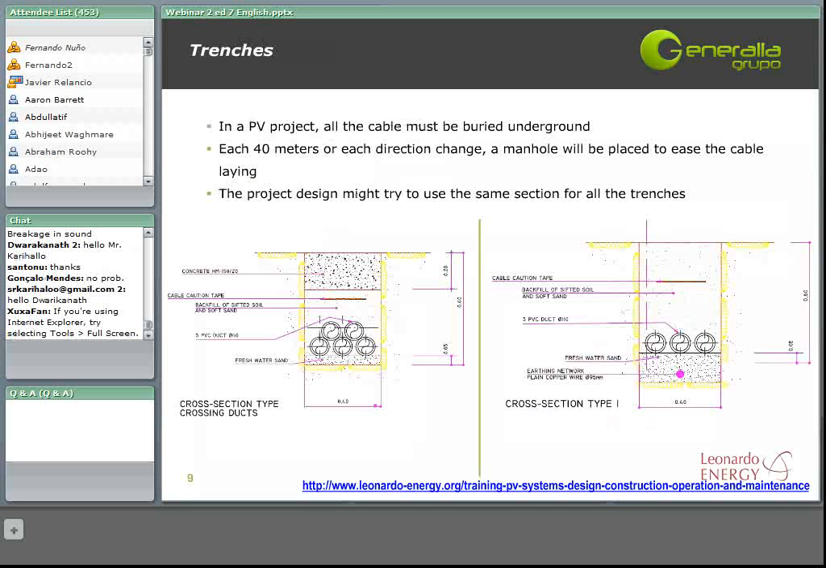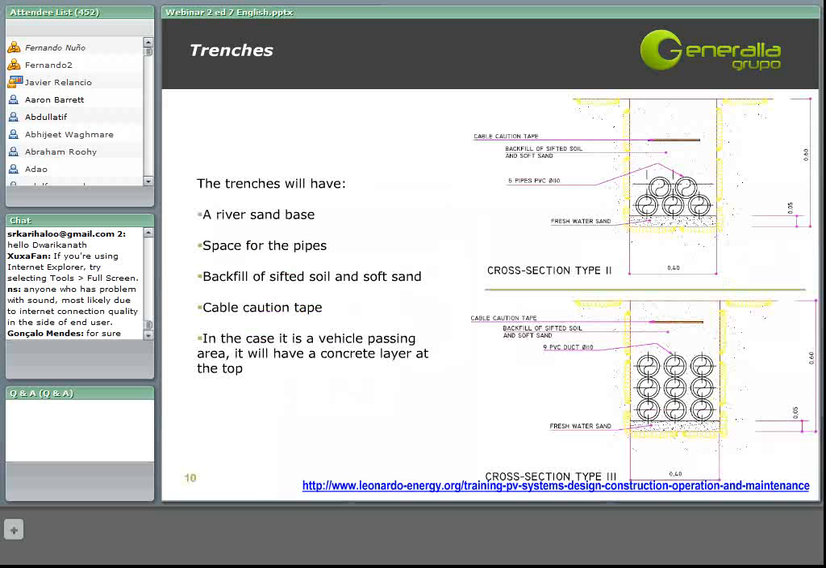Here we can find some typical examples of designs of the trenches in a PV project. In the next slide, we will study the trench distribution deeper. But a good piece of advice would be considering using the same section in all the trenches. So, in this slide we have the composition of a typical trench. Normally, a trench will consist of a river sand base, then some space for the pipes where the cables will be placed inside, and then a backfill of sifted soil and soft sand containing a cable caution tape.